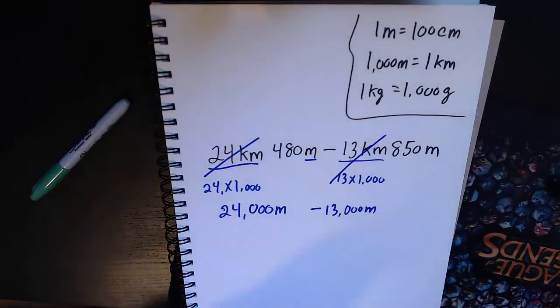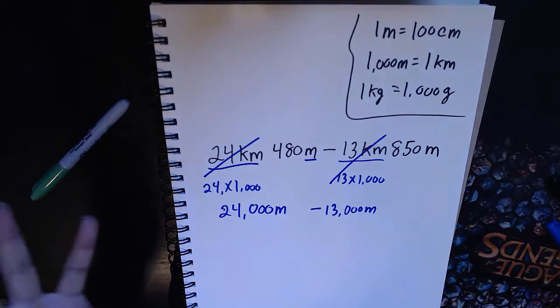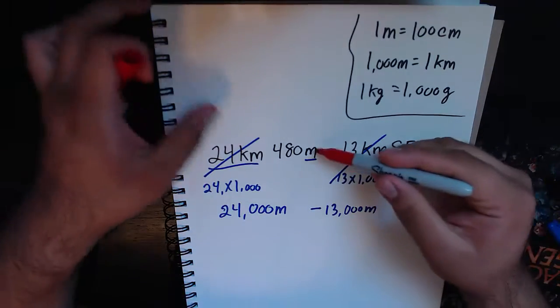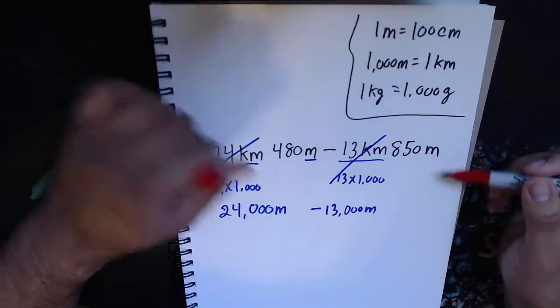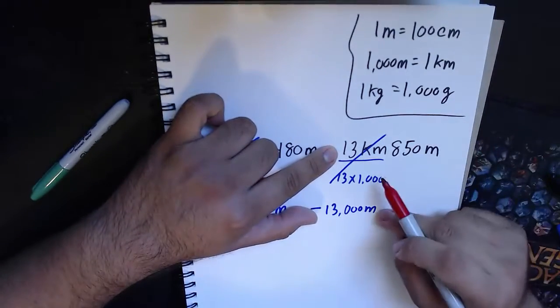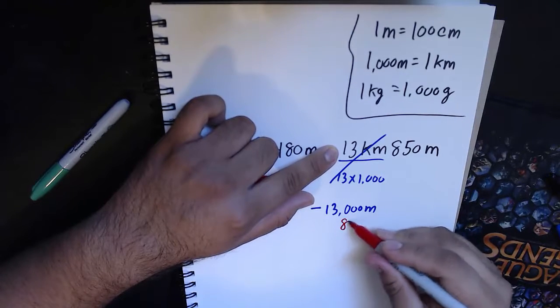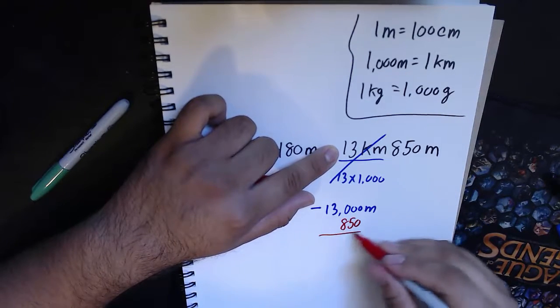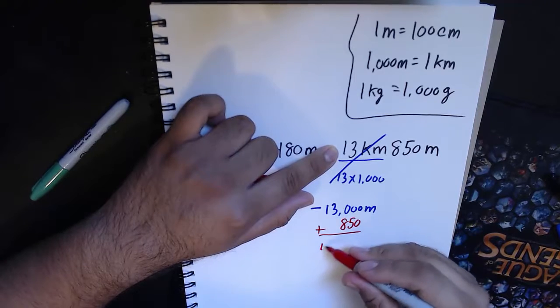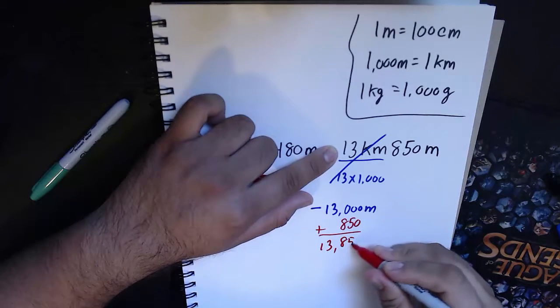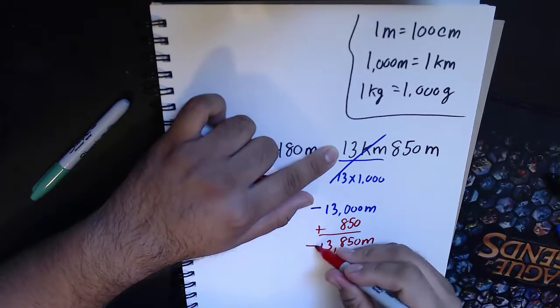Now, my next step would be to add, because I have this section right here, and then I have this section here, and this 850 meters belongs to this 13,000 meters. So I'm going to add these two numbers together real quick. So I have 850, and we're going to add it together to get 13,850 meters. There's my subtraction symbol.